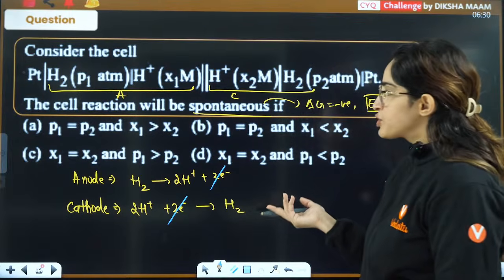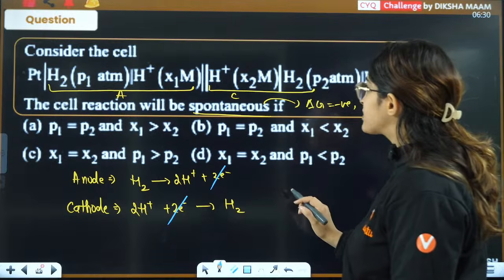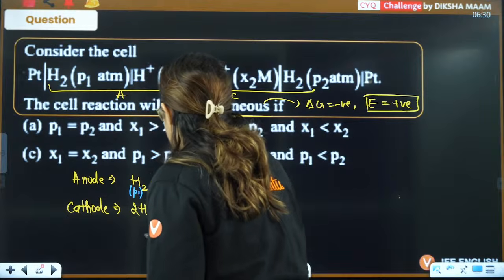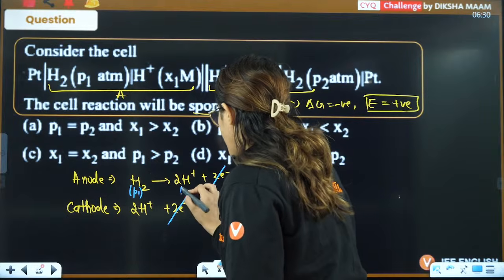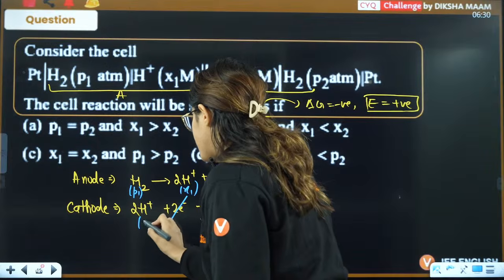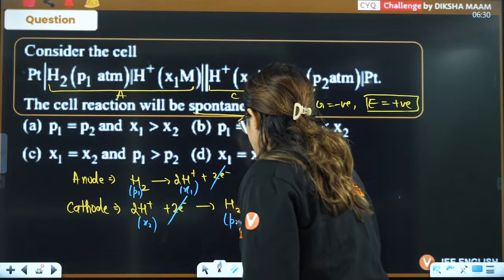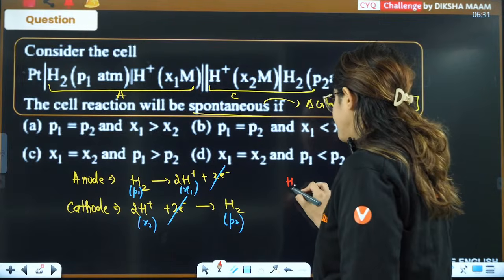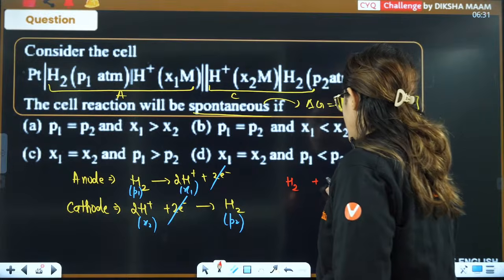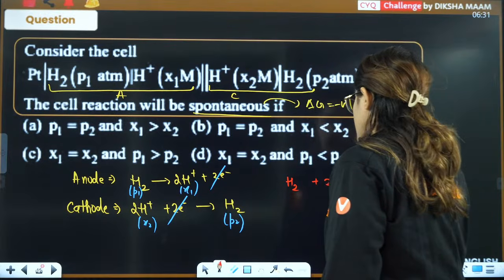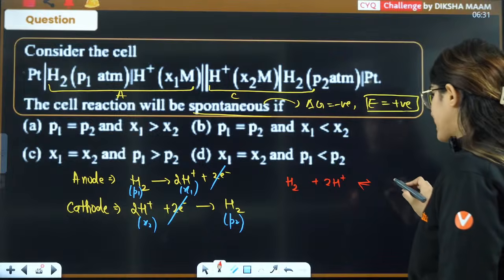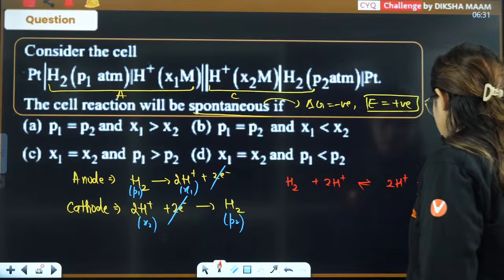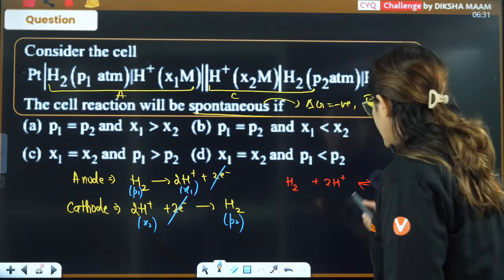Now, ma'am, H2, H2, why is it not cancelling? Because its concentration is different. Here H2 is at pressure P1, here concentration is X1, here it is X2, and here it is pressure P2. Okay. So I'll make the overall reaction, that is H2 plus 2H positive gives 2H positive plus H2.